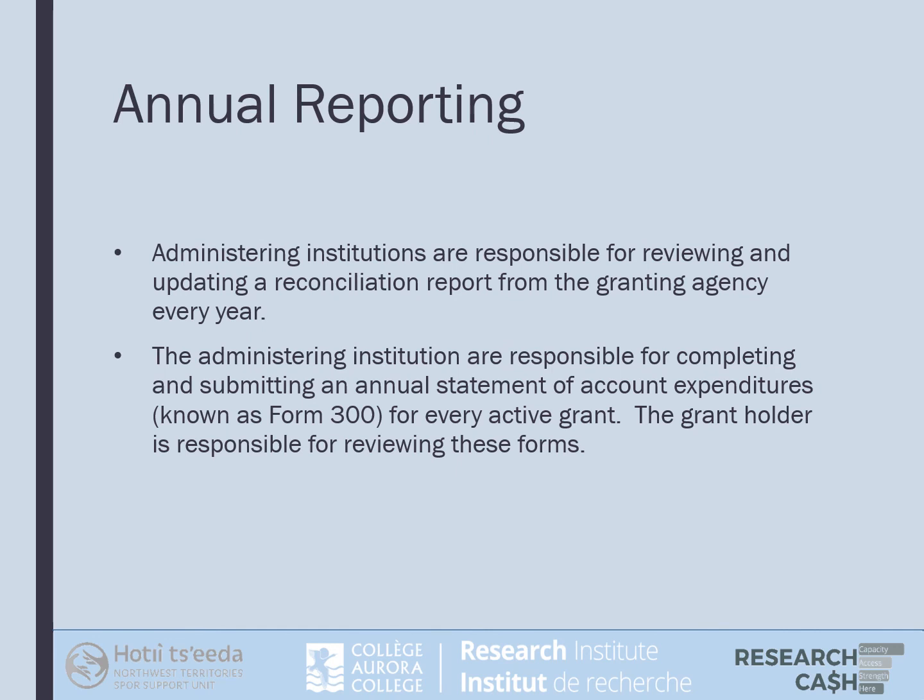And for annual reporting, administering institutions are responsible for reviewing and updating a reconciliation report from the granting agency every year. The administering institutions are responsible for completing and submitting an annual statement of account expenditures. That's a Form 300 for every active grant, and the grant holder is responsible for reviewing these forms. So again, this one is done in partnership between you as the grant holder and the institution. The institution doesn't simply do all of your reporting for you.